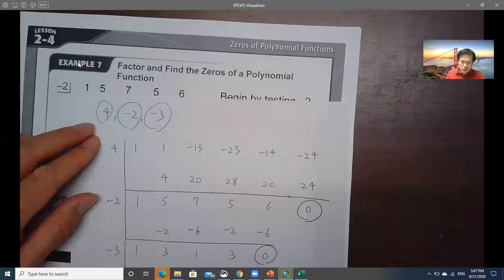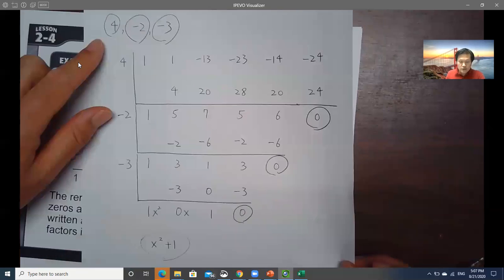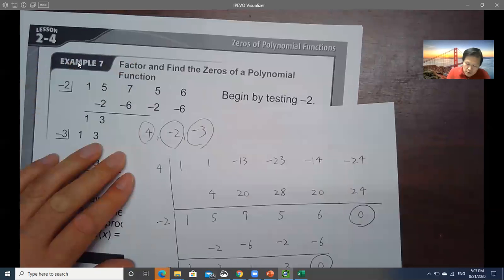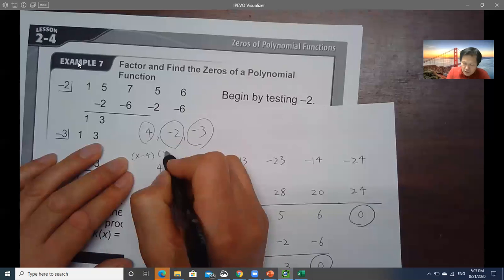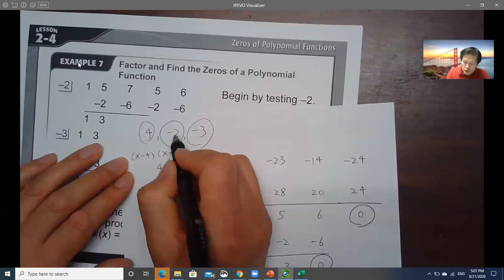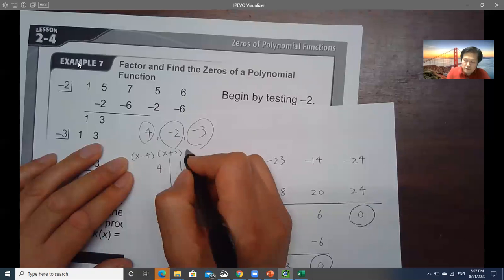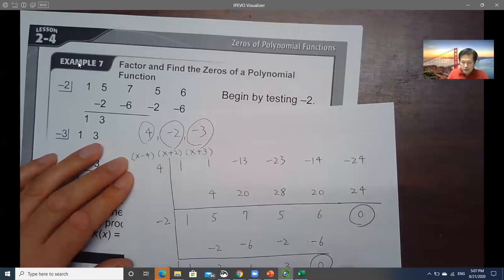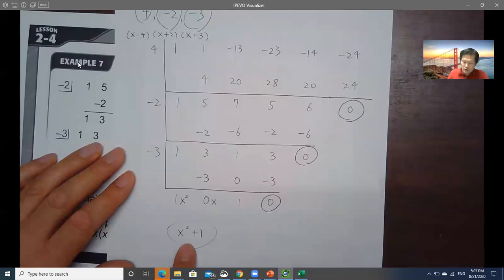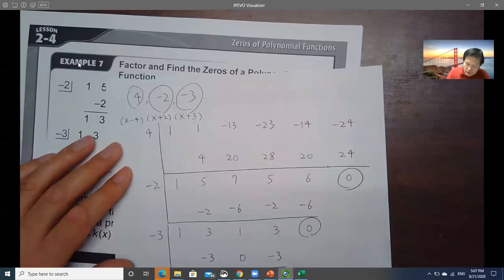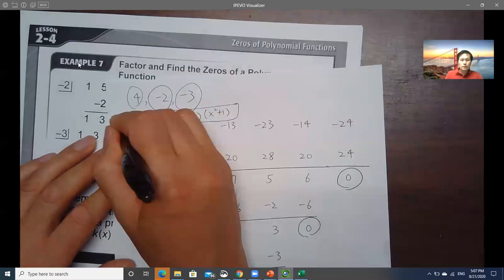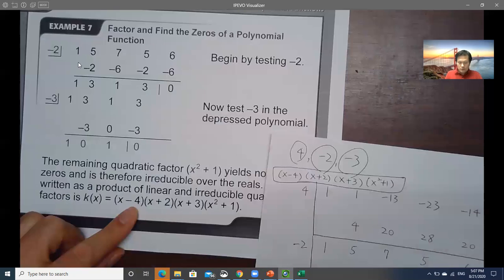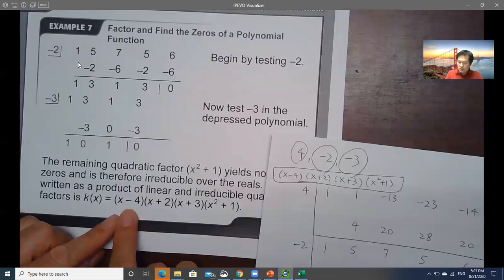Because we got the zeros 4, -2, -3, which means we can write down x minus 4 from 4, x plus 2 from -2, and x plus 3 from -3. And at the end, we got the leftover, which is x squared plus 1. And that is the answer they are looking for. So x minus 4, x plus 2, x plus 3, x squared plus 1. Okay?